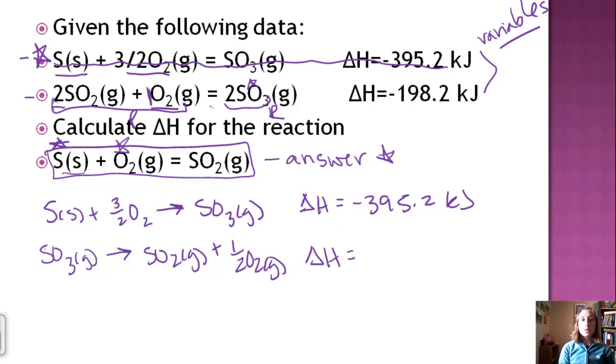Okay, now let's look at the delta H. I did two things to this equation. I flipped it, which means I changed the sign, so now it has to become positive. And I also divided it by 2. So I need to divide that value by 2. Okay, so my delta H is now positive, and I always write the plus so I know that I changed the sign and I don't have to question it. 198.2 over 2. Hey, we can calculate that right now, or you can plug it in at the end. I like to do it right now because then I know I don't have to worry about it later. And so that gives me 99.1.